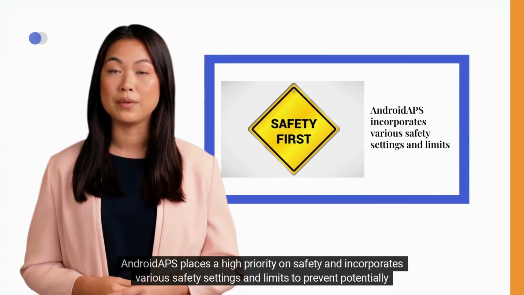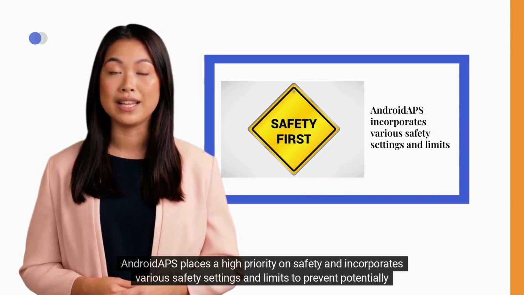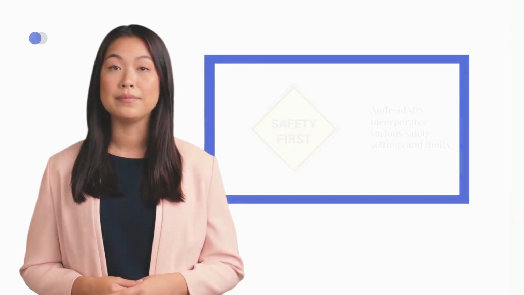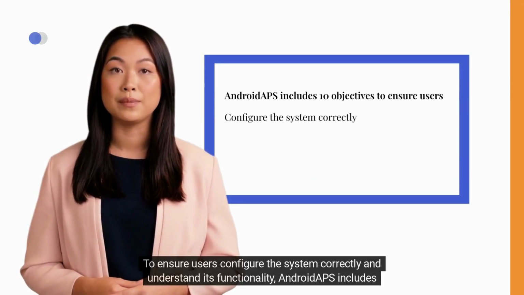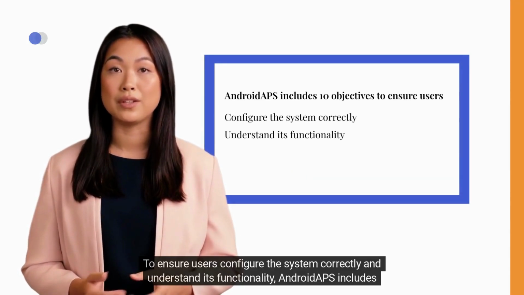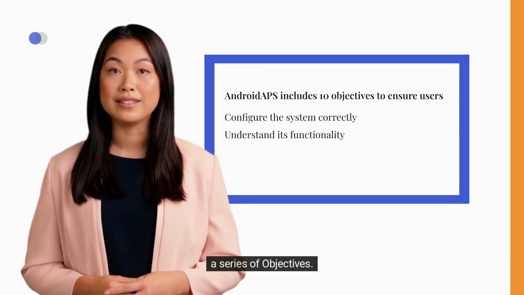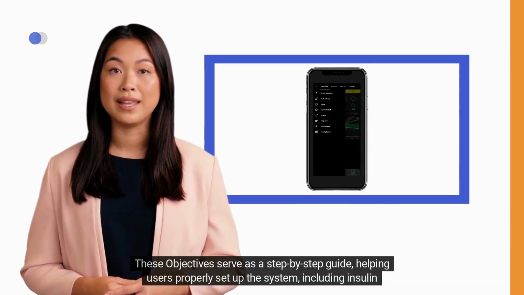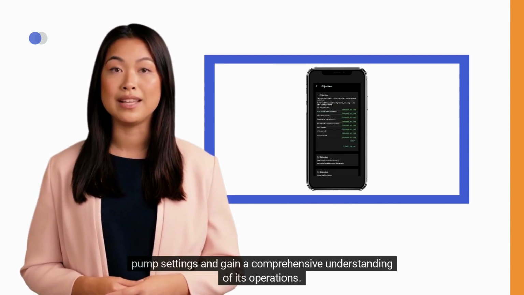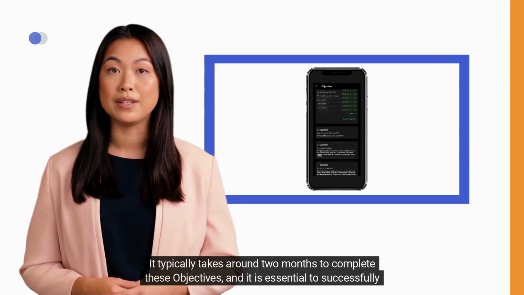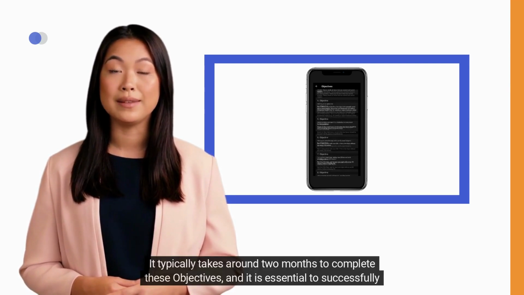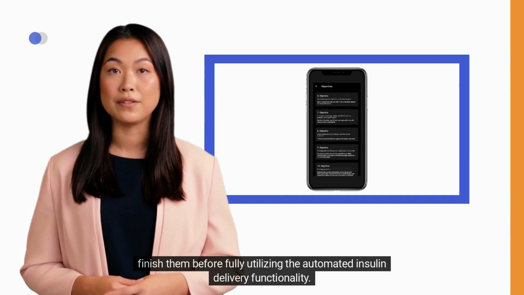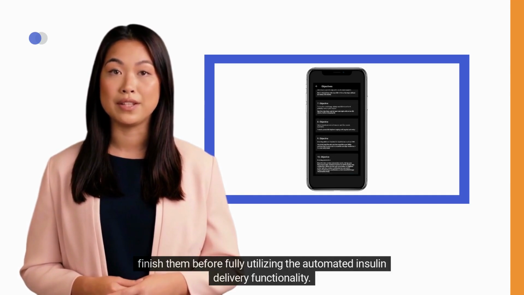AndroidAPS places a high priority on safety and incorporates various safety settings and limits to prevent potentially dangerous insulin delivery. To ensure users configure the system correctly and understand its functionality, AndroidAPS includes a series of objectives. These objectives serve as a step-by-step guide, helping users properly set up the system, including insulin pump settings, and gain a comprehensive understanding of its operations. It typically takes around 2 months to complete these objectives, and it is essential to successfully finish them before fully utilizing the automated insulin delivery functionality.